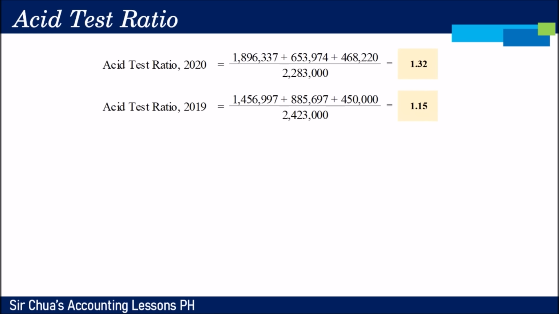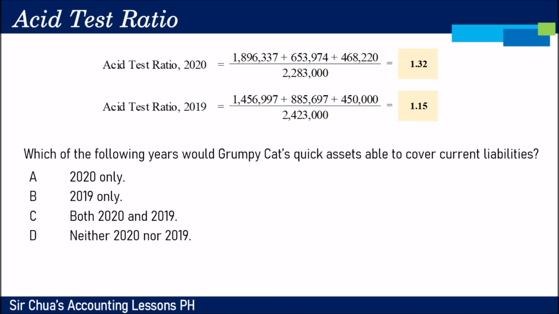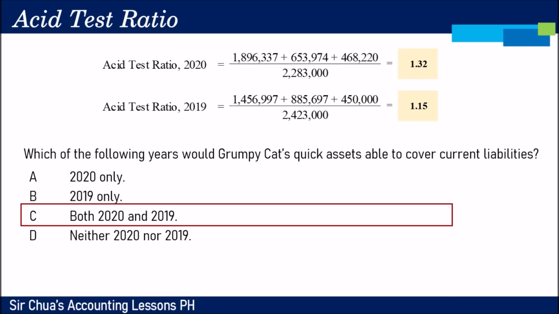Okay? Ay, hindi pa pala. O, meron pa pala daw tanong. Nalito, sorry. Okay. Which of the following years would Grumpy Cat's quick assets able to cover current liabilities? A, 2020, B, 2019, C, both 2020 and 2019, or D, neither 2020 nor 2019? 5, 4, 3, 2, 1. The correct answer is both 2020 and 2019. Letter C. Okay, bakit?